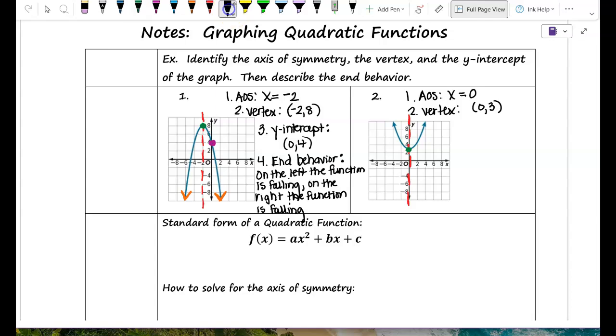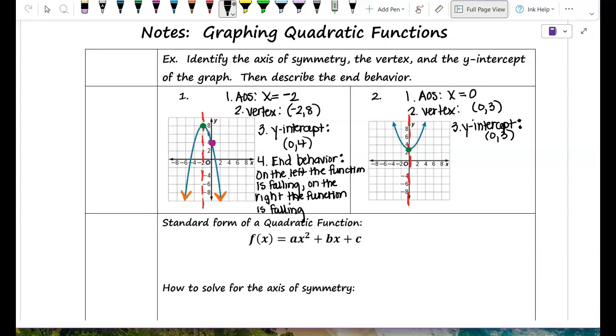All right, the third one here, the y-intercept. Where does this function cross the y-axis? 3. Yeah, so it's the same as what? The vertex. In this case, the vertex is the y-intercept because the vertex is on the y-axis. So my y-intercept is also 0, 3.